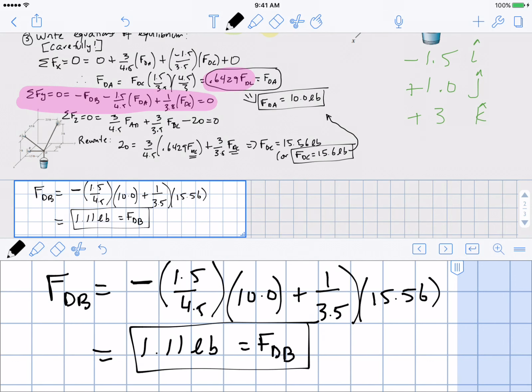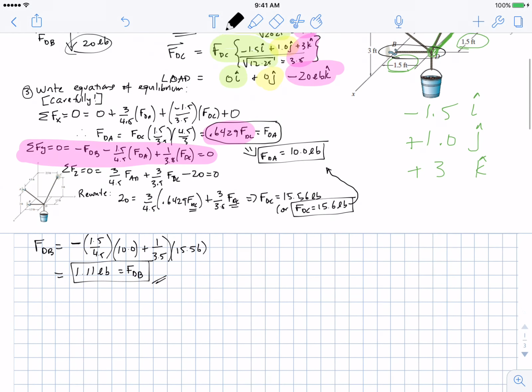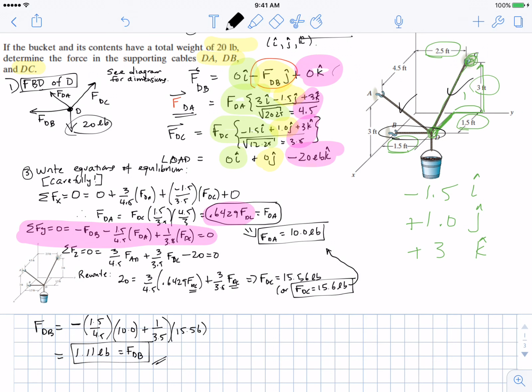And I am done. To check my work, I've already checked my work, and I don't want to waste your time here, but remember, this bucket's in equilibrium. So I should be able to add up my FDB and my FDA and my FDC and my load in 3 dimensions. And they should all sum to 0 because that point D is in equilibrium.